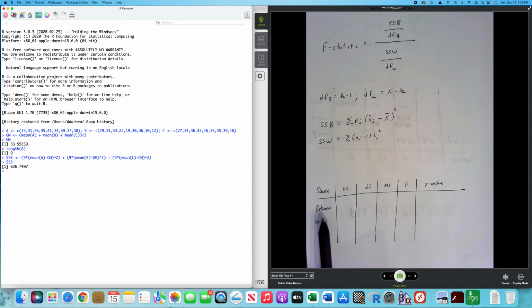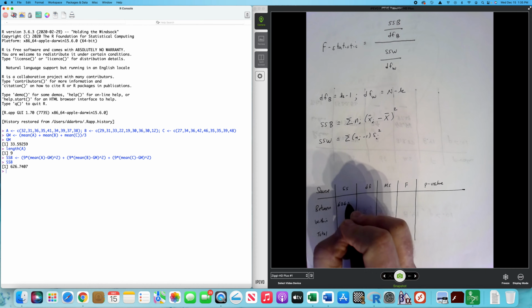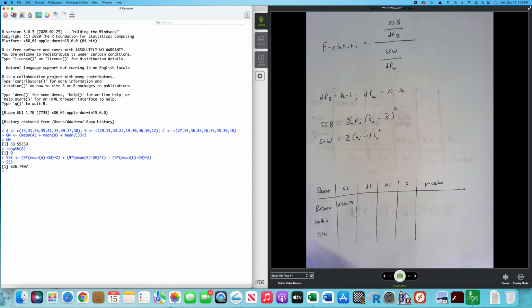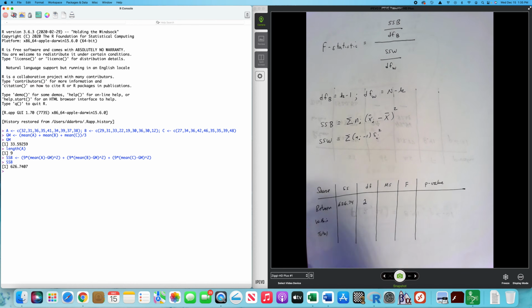So I know that the sum of squares between is going to be 626.74. I believe R actually will state the factor name, and this is probably going to be scores. And then the within, they probably list this as residual. So just keep that in mind. Degrees of freedom between is k minus 1. So we have 3 professors, so degrees of freedom will be equal to 2.